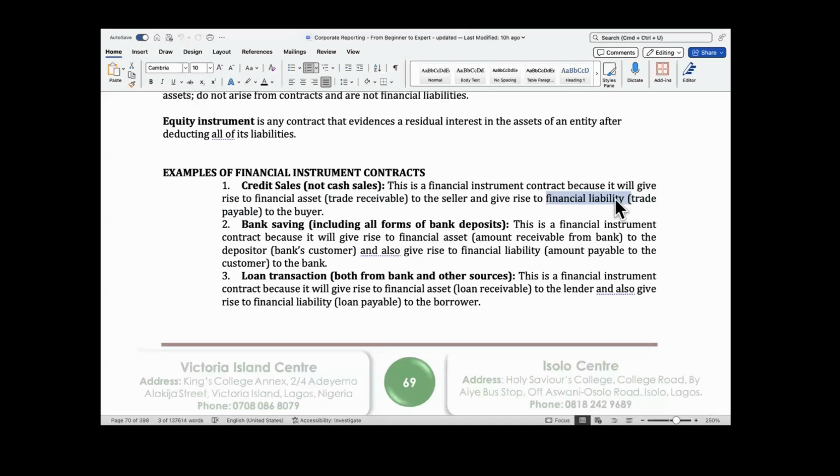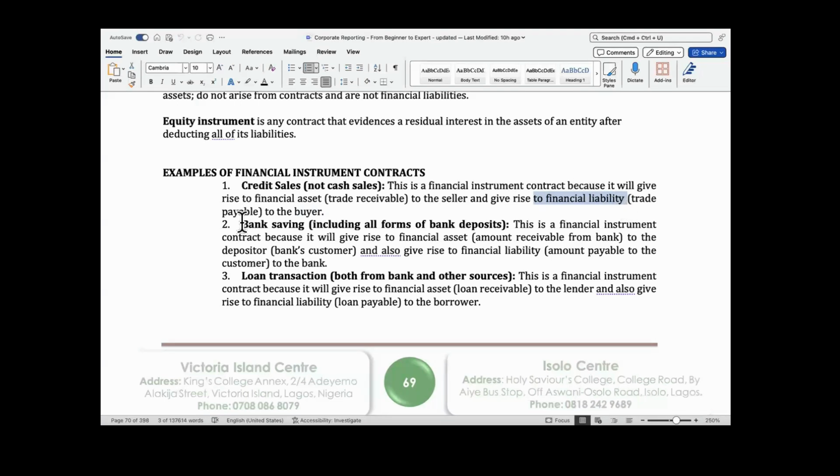You will see that from the angle of the buyer now, we said it's a financial liability here. It's not equity because we need to choose. This one is a financial liability because in this case, the buyer has an obligation to deliver cash. And the instrument here is credit sales. So there is a financial instrument contract.